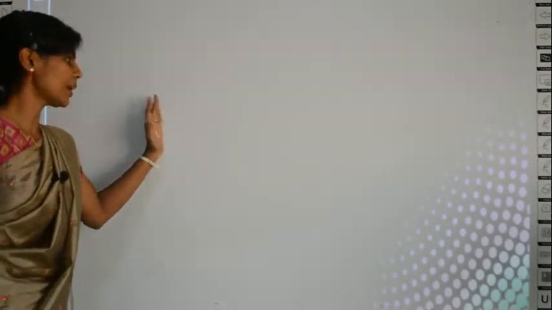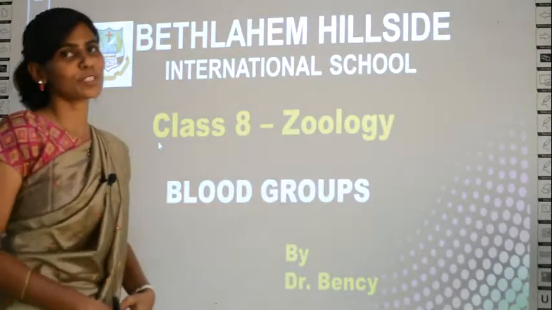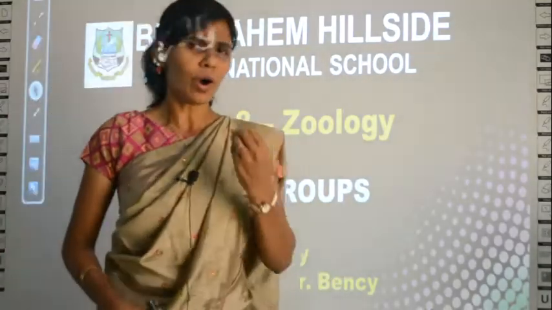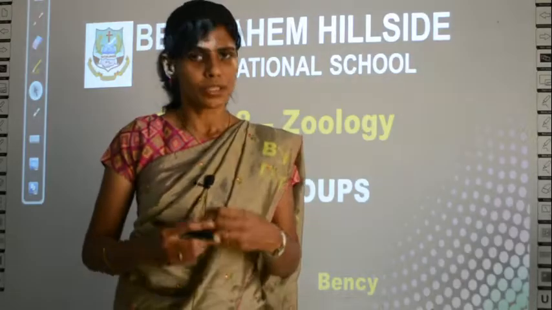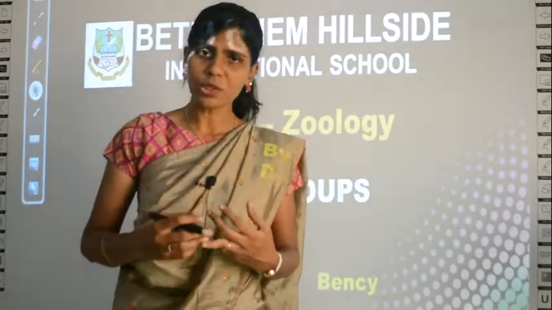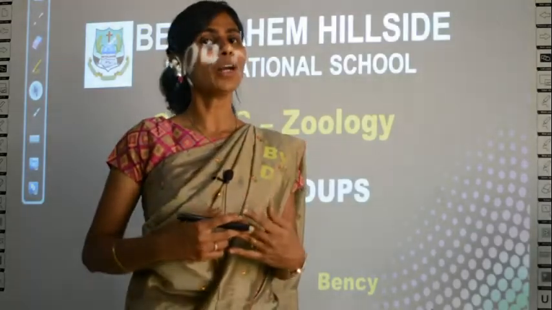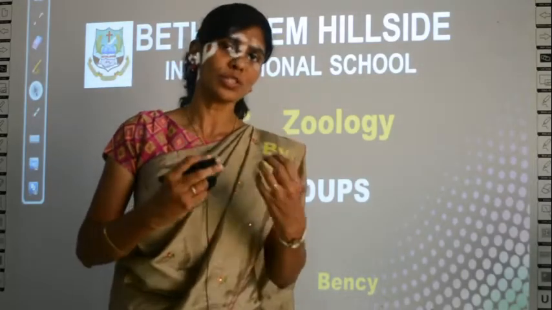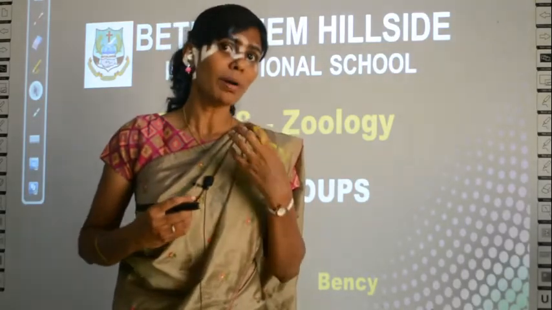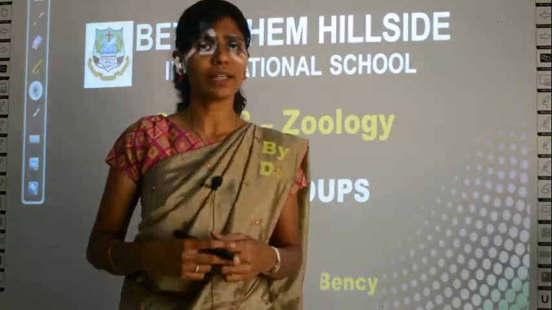What are we going to learn today? Today's topic is about blood groups. You all have a blood group, right? If you don't know, just ask your parents what your blood group is. So you may have blood groups like A blood group, B blood group, AB blood group or O blood group, right? So each one of you has a different blood group. We all are human beings, but we have different types of blood groups.